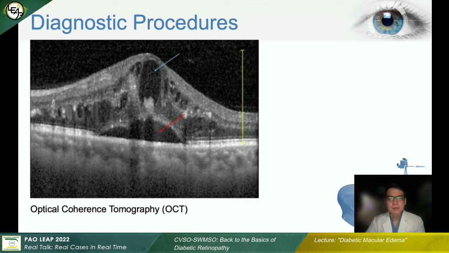OCT within recent years has quickly become an important ancillary procedure in the diagnosis and treatment of DME. In this photo, 3 structural changes can be seen. 1 is the retinal thickening as indicated by the yellow bar. 2 is presence of cystoid macular edema as pointed by the blue arrow. And 3, subretinal fluid as indicated by the red arrow.